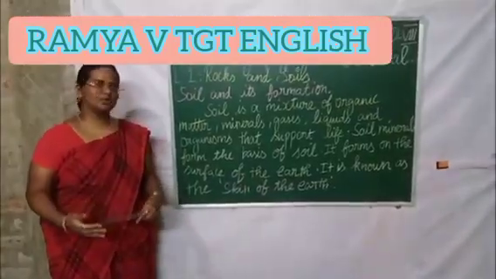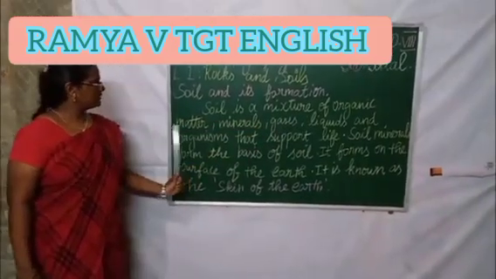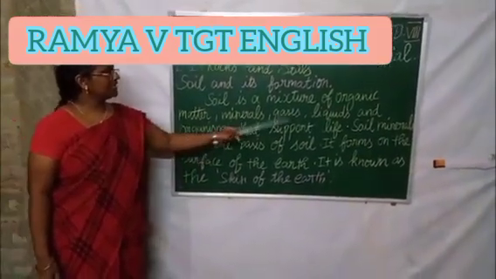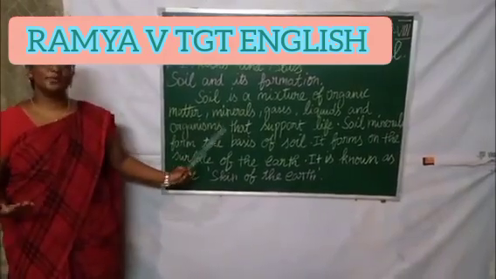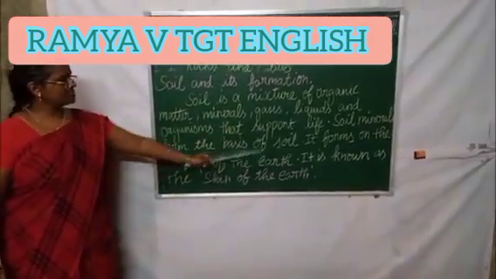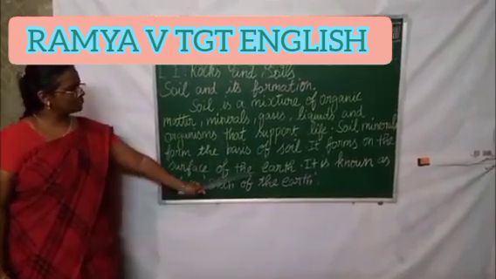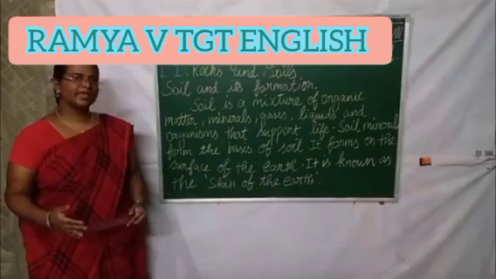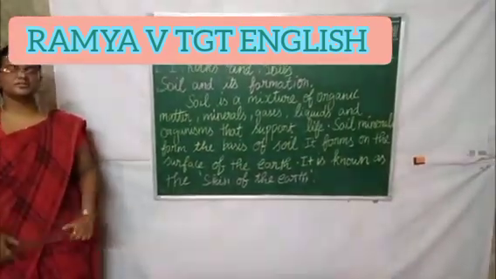So what is meant by soil? Soil is a mixture of organic matter, minerals, gases, liquids and organisms that support life. Soil minerals form the basis of soil. It forms on the surface of the earth. That's why it is known as the skin of the earth.